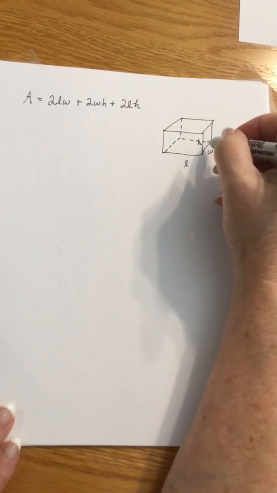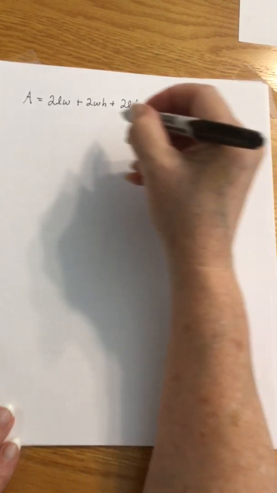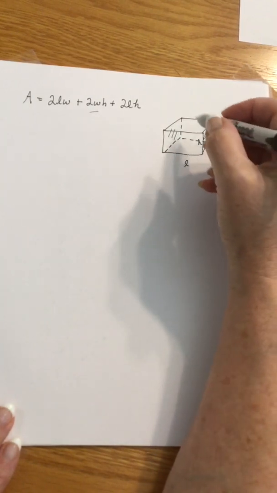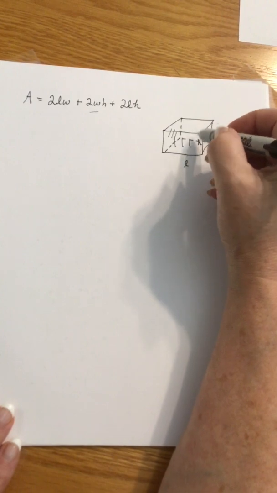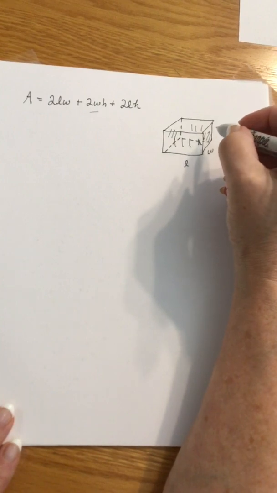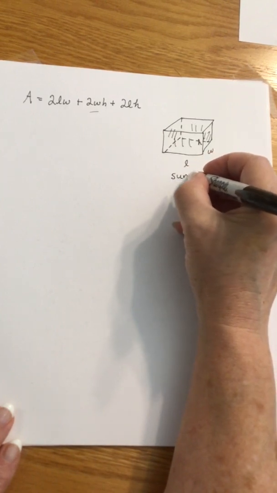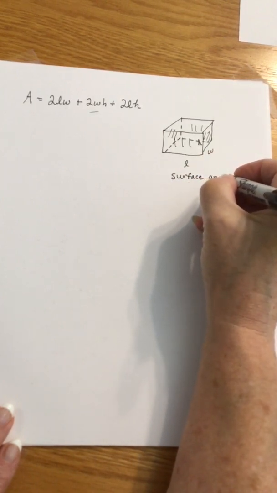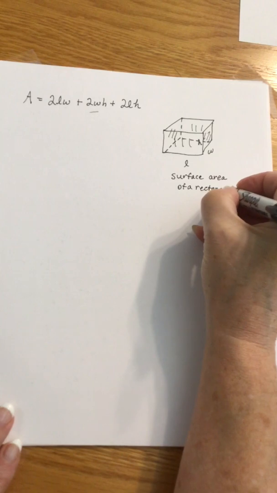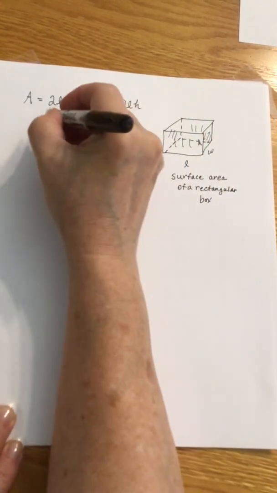So if I take h times w, that would be this side and this side, that would give me 2h times w, which I have a 2hw right here. Same thing, 2lh, so I have 2lh would be this side and the back side, and then L and W for the top and the bottom. So this actually is the formula for the surface area of a rectangular box. So now we're going to solve this one for W.